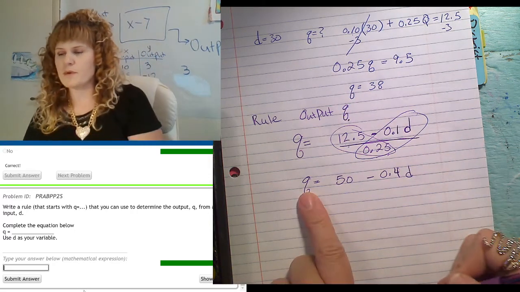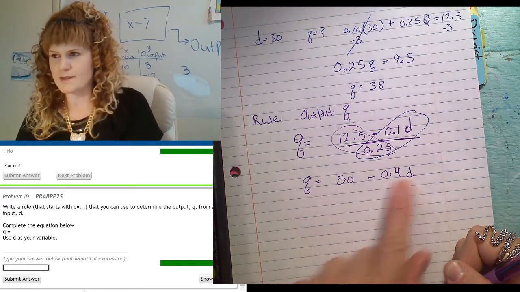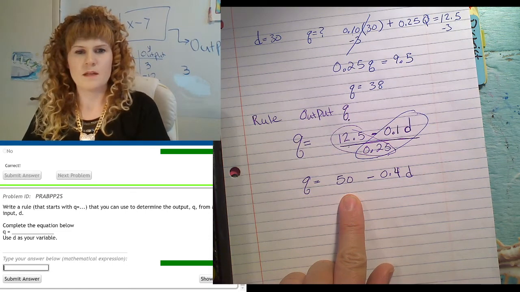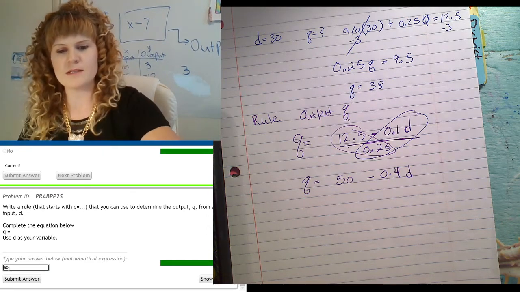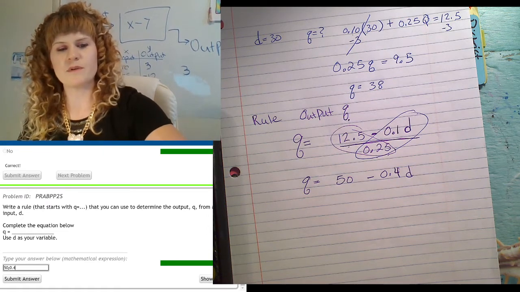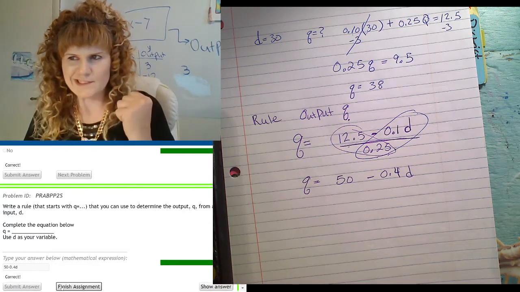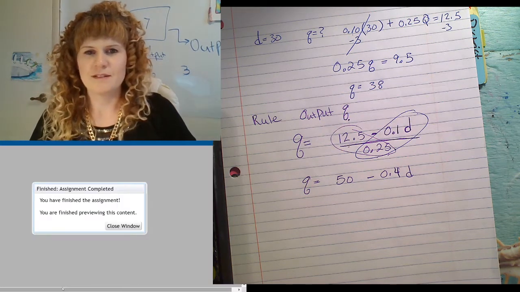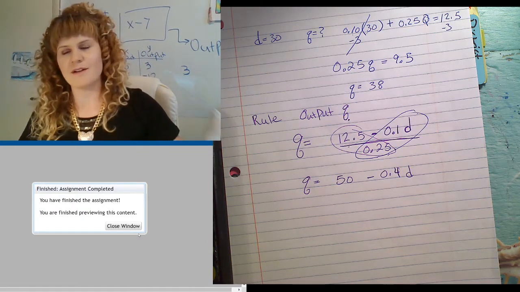Okay, so the number of quarters depends on the number of dimes according to this expression. I'll type it in and test if I got it right. 50 minus 0.4D. Yeah. Oh, thank goodness I finished. That almost killed me. That was long.